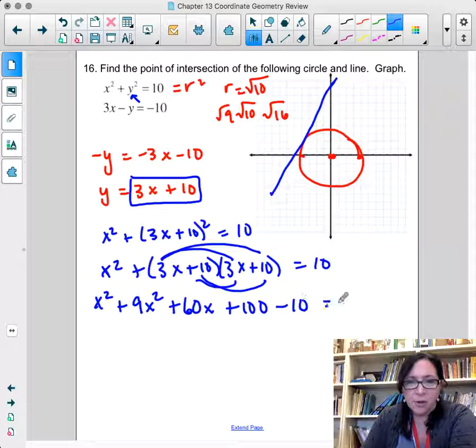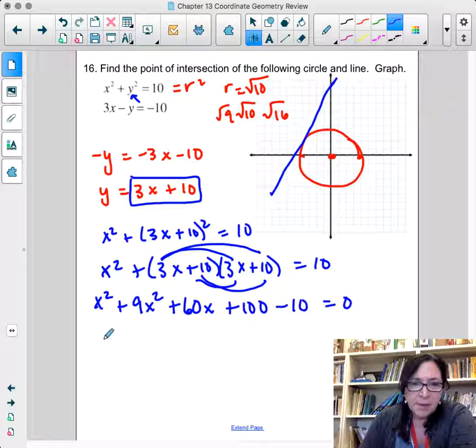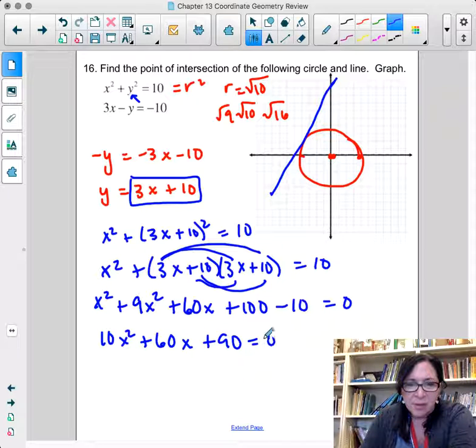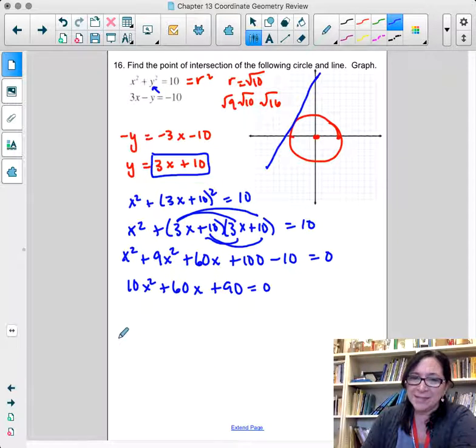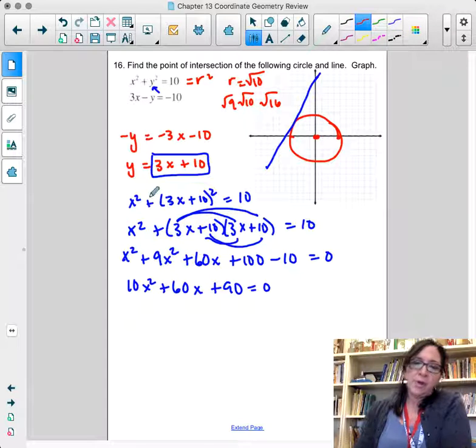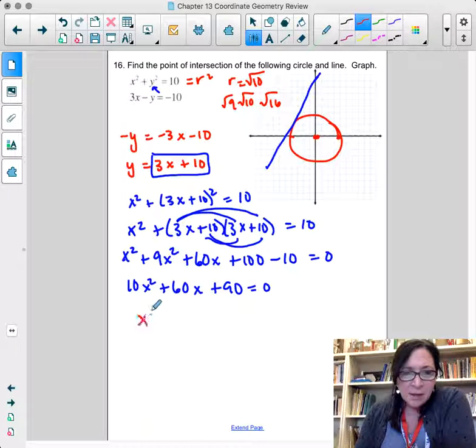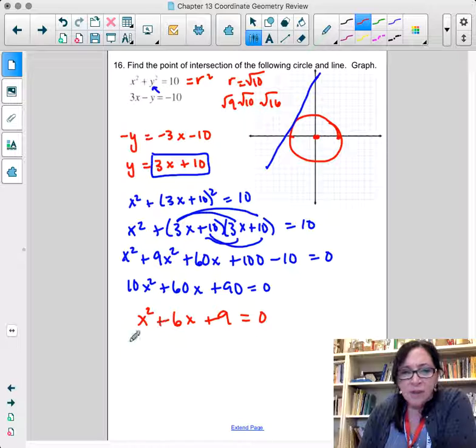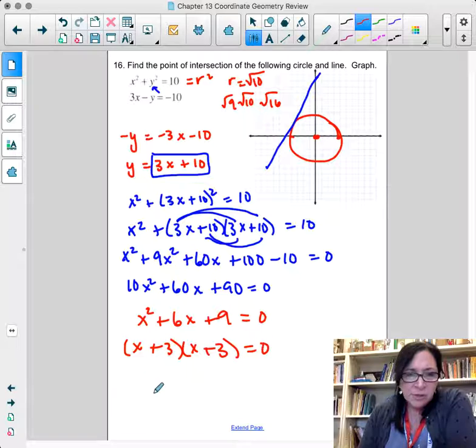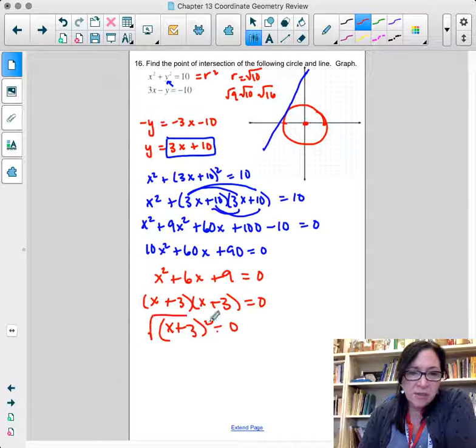I'm going to move the 10 over and set it equal to 0. It looks like I have 10x squared, 9 plus 1, plus 60x plus 90 is equal to 0. I'm actually going to divide this entire equation by 10, including 0. So doing that, I'm going to end up getting x squared plus 6x plus 9 is equal to 0. This is going to factor super cool. (x plus 3) times (x plus 3) is equal to 0. (x plus 3) quantity squared equals 0. And I'm going to square root both sides to solve, and I get x plus 3 is equal to 0.